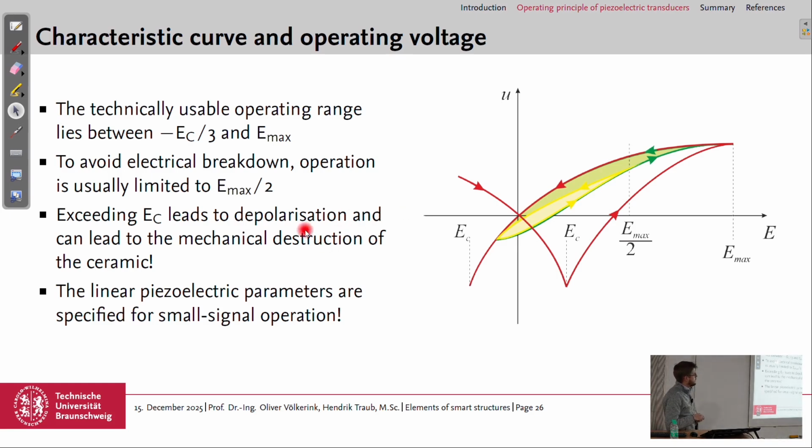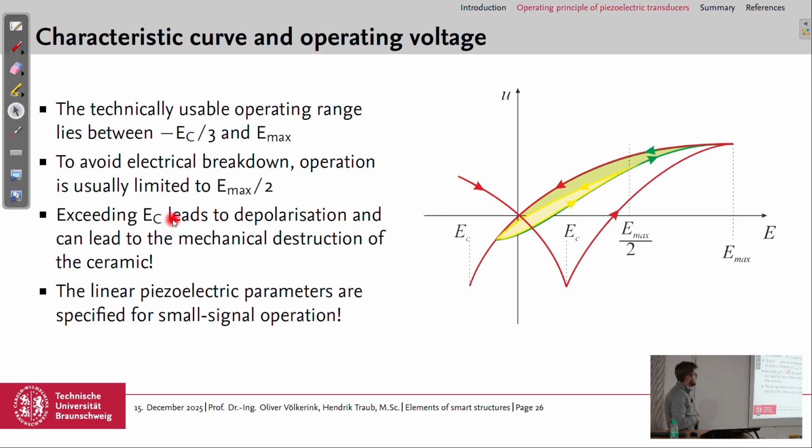So this is again a part of the butterfly curve, but now with the operating range we can use. So we can technically use it between minus 1/3 of the coercive field strength and Emax, so between this point and this point. But to avoid electrical breakdown during operation, we usually limit it to 50% of Emax, so up to this point. So the blue, so going up with the green and then coming up with the blue line would be the hysteresis we use technically.